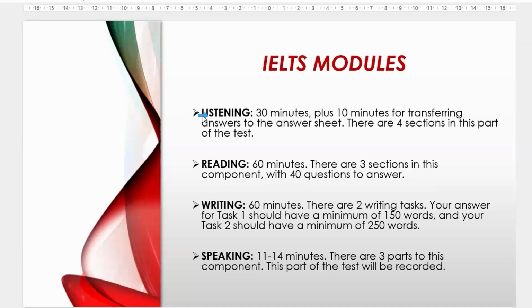In case of pen and paper listening, the listening test will be for 30 minutes plus 10 minutes. 10 minutes for what? 10 minutes for transferring your answers to the answer sheet. There will be four sections in this part. Altogether, there will be 40 questions. Part 1 and part 4 will be academic speech, whereas part 2 and part 3 will be a kind of monologue.